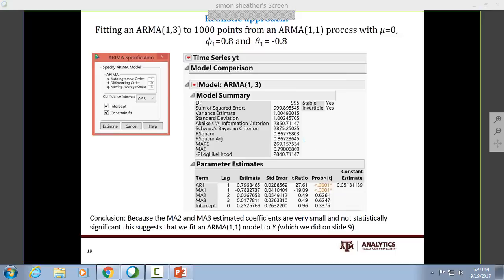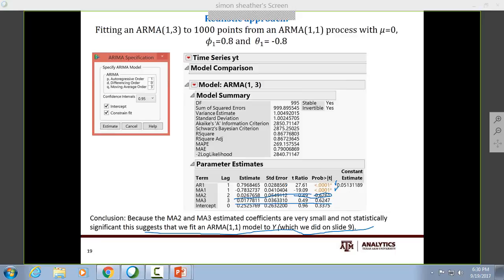Let's look at the ARMA(1,3) and look at what happened. Look at the coefficients of MA2 and MA3. The coefficient of MA1 is significant, and the AR1 is significant. These other two are not, so this suggests that we fit an ARMA(1,1) model, which we already did.